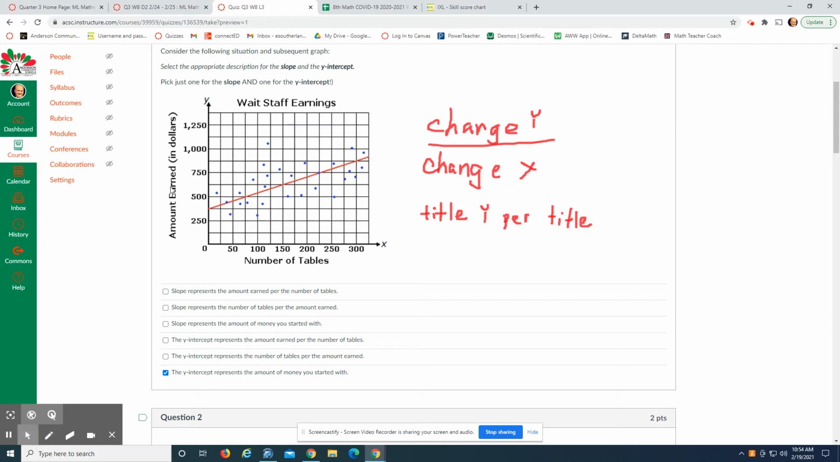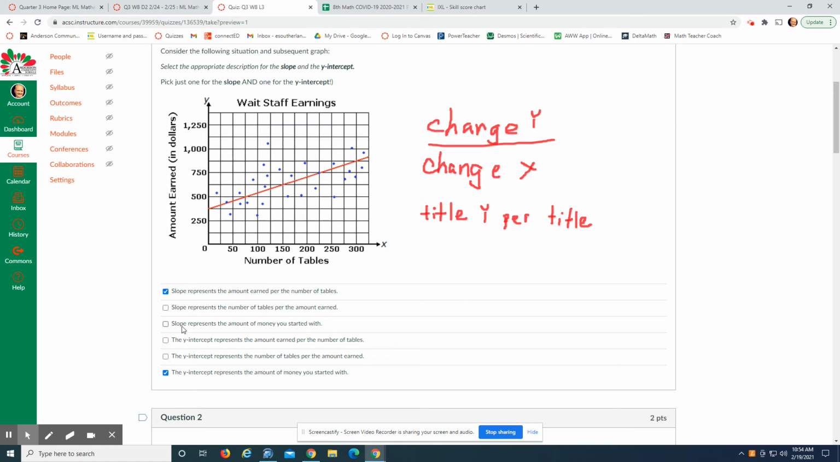So this says amount earned in dollars. So slope represents the amount earned. Okay, that works. Slope represents the number of tables. No, there's no tables over here. Slope represents the amount of money. So it looks like the first one or the third one, and then you have to finish it. So it should say slope represents the amount of money earned per number of tables. So slope, that's the first one.